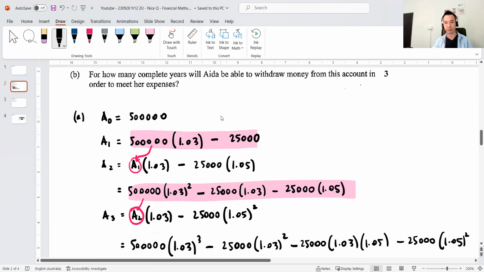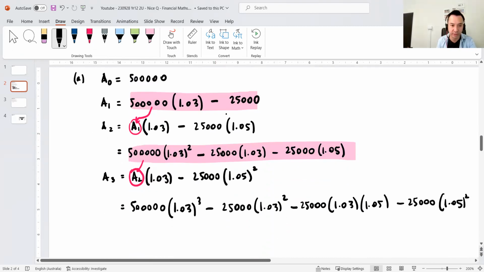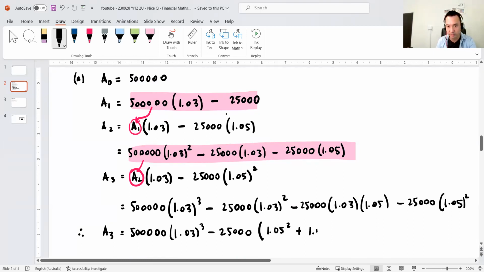Need to be factorized. Okay, cool. They want to factorize 1.05. Okay, cool. So therefore, A3 equals 500,000 times 1.03 cubed, and then factorize minus 25,000 out. Now, the pattern here is important. So they want me to do the last one squared first, plus the middle guys.